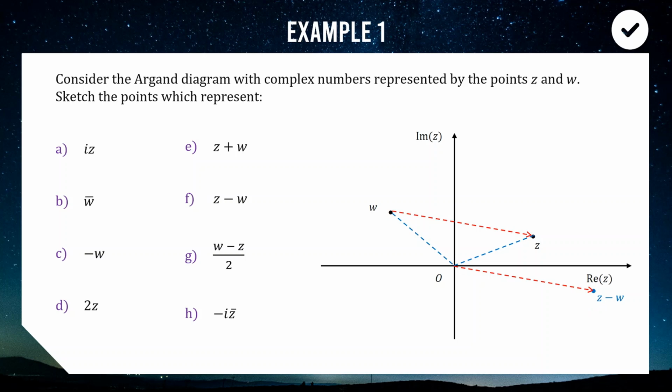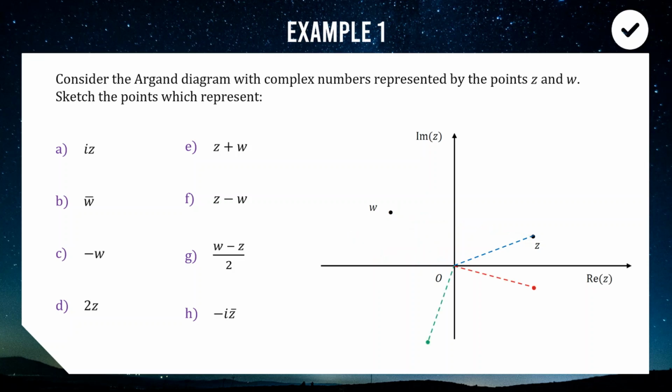Okay, up next for question G, we have a pretty similar question. This time instead of z minus w, which was the vector from w to z, now we're going to do w minus z, which is the vector from z to w. Okay, so this red line is going to turn around, and then we're dividing it by 2, which means we're going to cut the length in half. Okay, so here is our w minus z, from z to w. We'll put it down starting at the origin, and then we'll cut the length in half, and there is our w minus z divided by 2.